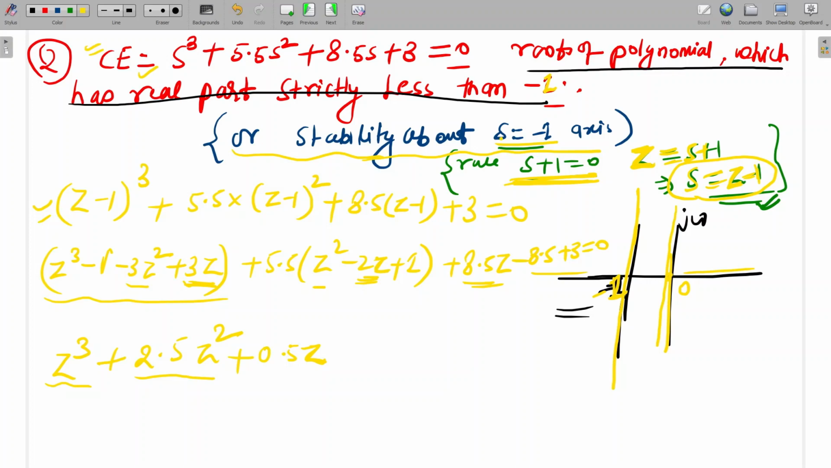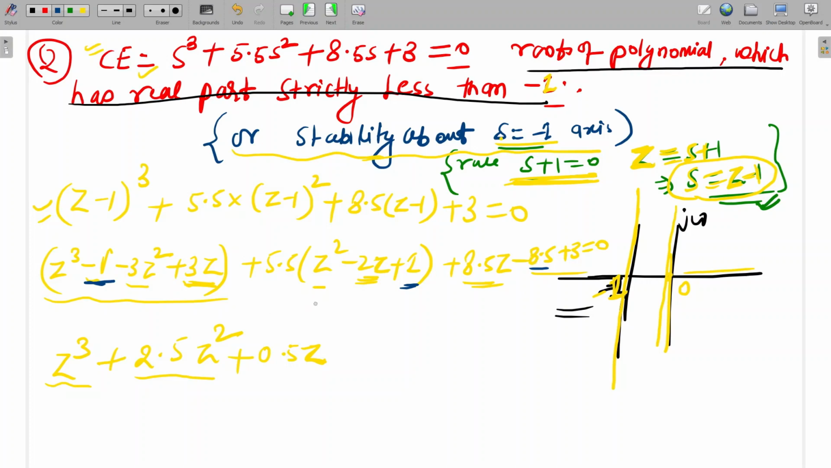What will be the constant term? Constant here is minus 1, and here 5.5 is there, and here minus 8.5 plus 3. How much will the total be?